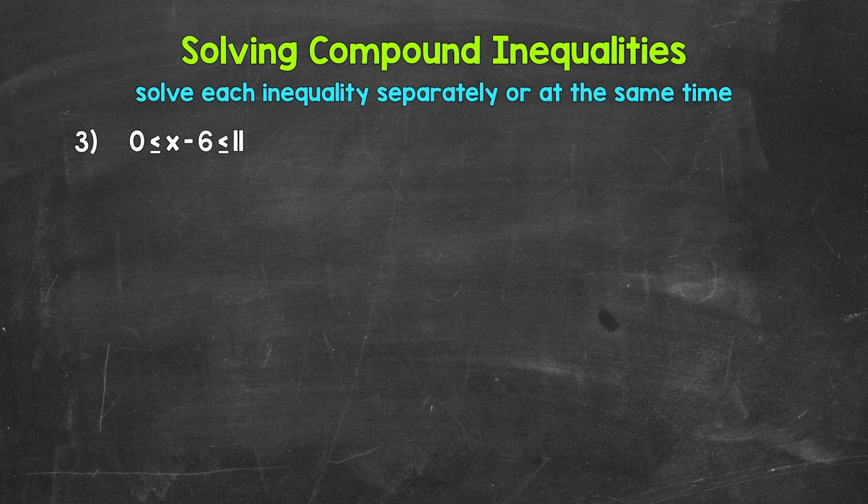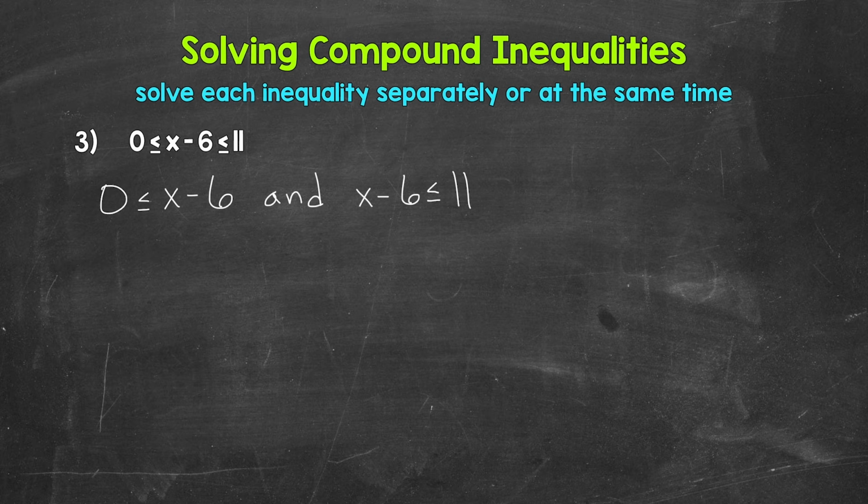Let's start by separating this into the two inequalities that make up the compound inequality. This way helps us break everything down and helps us understand a little more. And it can help us stay a little more organized. So we have 0 is less than or equal to x minus 6, and x minus 6 is less than or equal to 11. So those are the two inequalities that we need to solve.